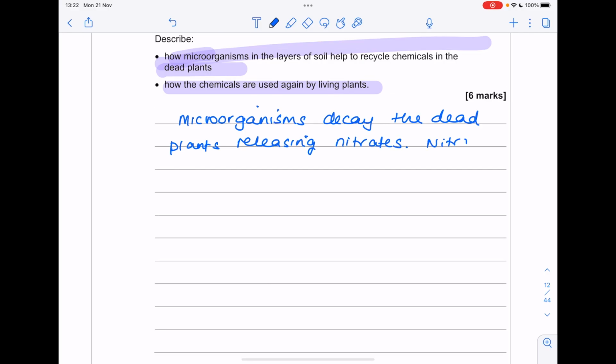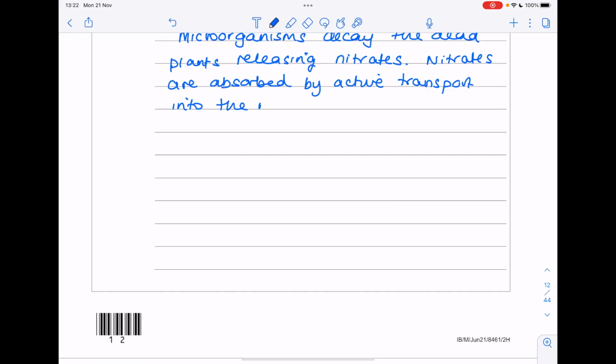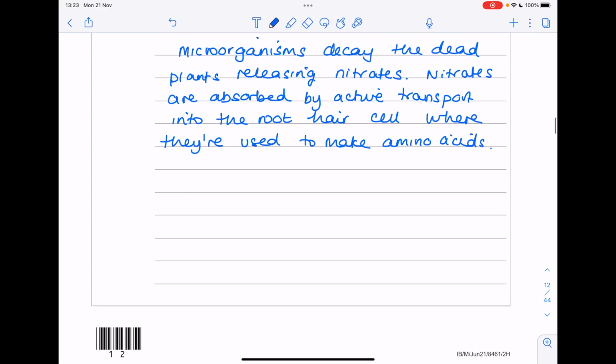Then how are these nitrates used by living plants? Well, nitrates are absorbed by active transport into the root hair cell. They really want a lot of detail as to how this absorption takes place. Where they're used to make amino acids needed for proteins in the plant. And then because these microorganisms are living, remember they're going to carry out aerobic respiration.